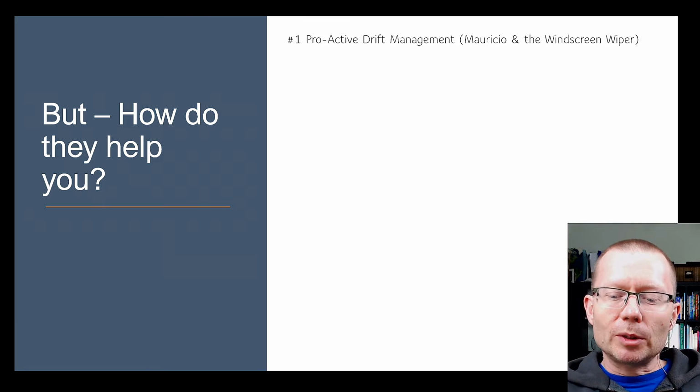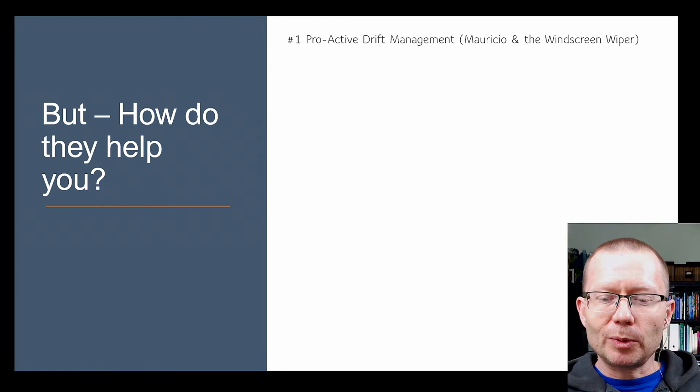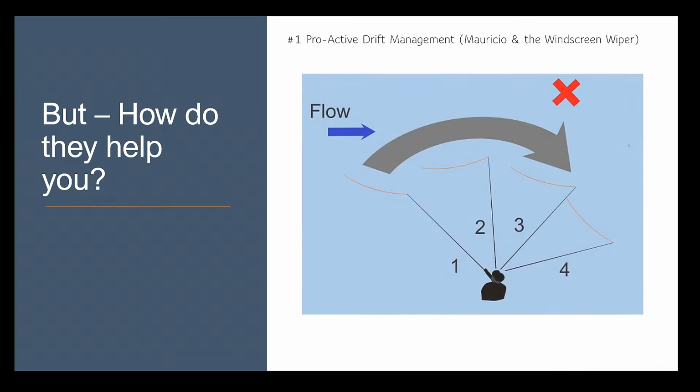But the first one that I want to look at, pillar number 1, is proactive drift management. And I've got a particular story that I will pick up on in a minute or two with Mauricio and the windscreen wiper. But talking about the windscreen wiper, this is what I actually mean. When you're short line nymphing, and even fishing with a slightly longer line as well, if you continue tracking around, as if your rod was like the long hand on an analog clock face sweeping around that clock, it doesn't actually give you the greatest presentation in the world.